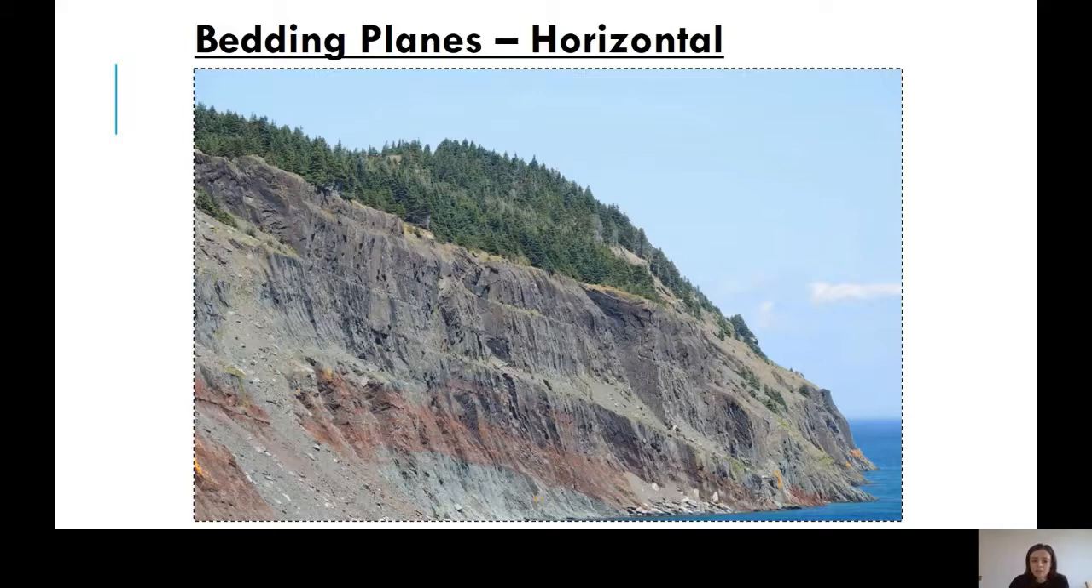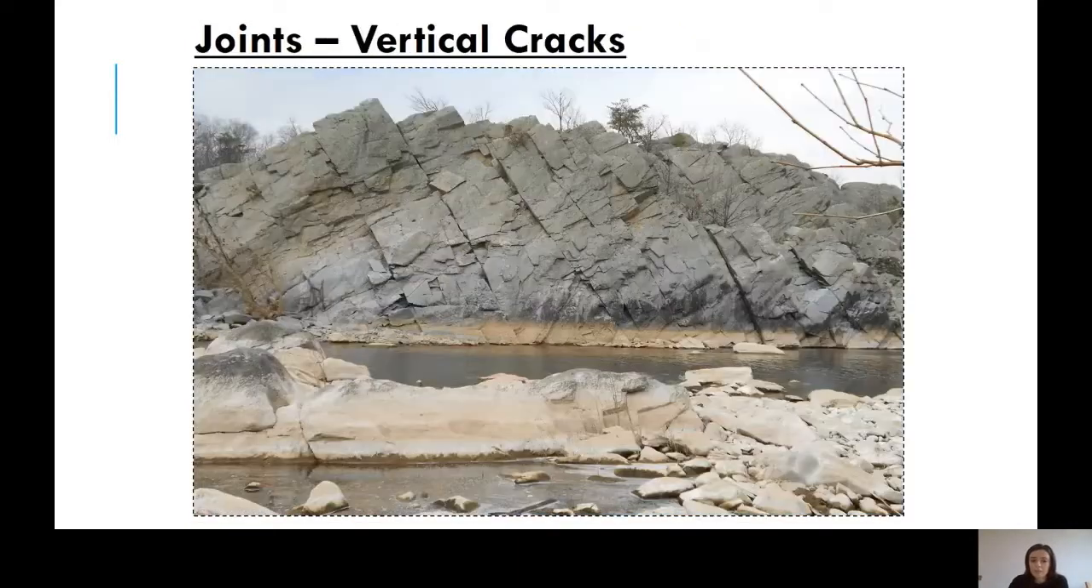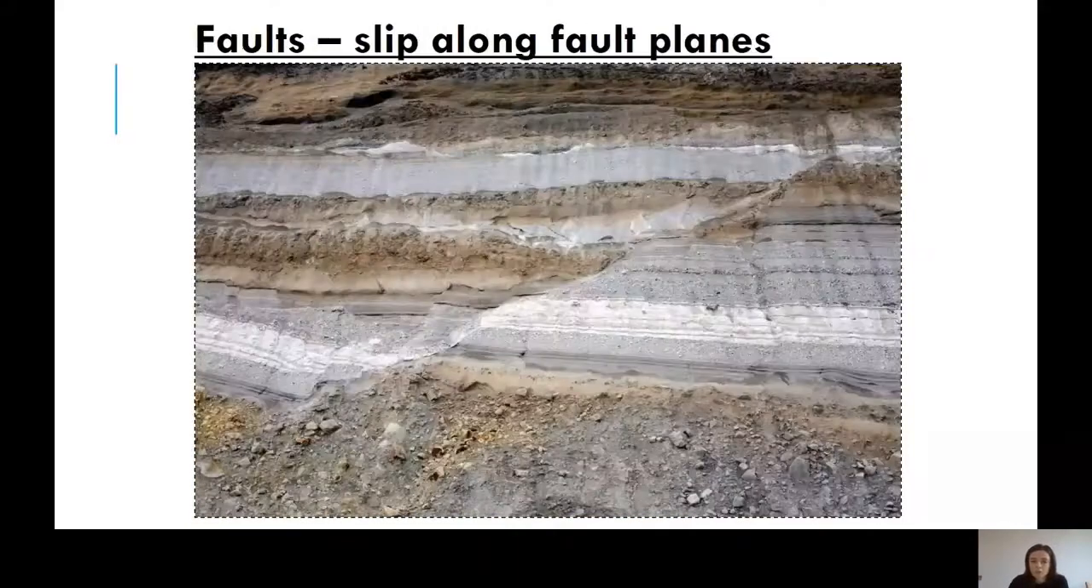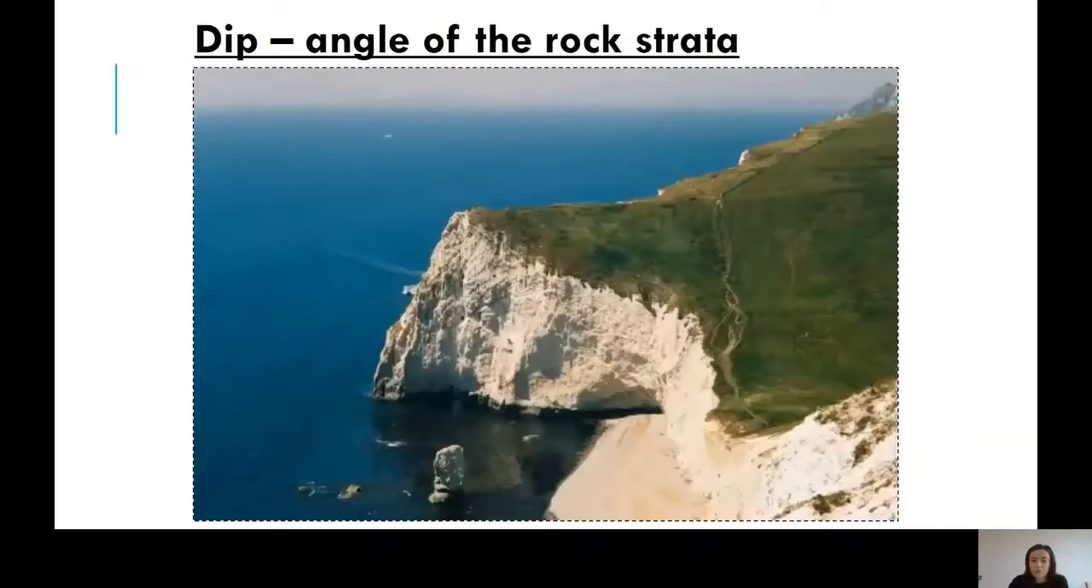We have joints, vertical, faults. Dip is the angle of the rock strata, and this is important in determining what kind of cliff you have and what kind of mass movement you have.